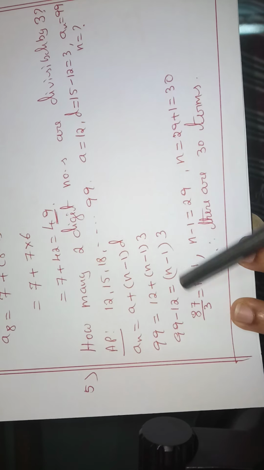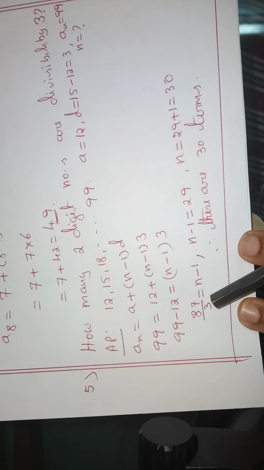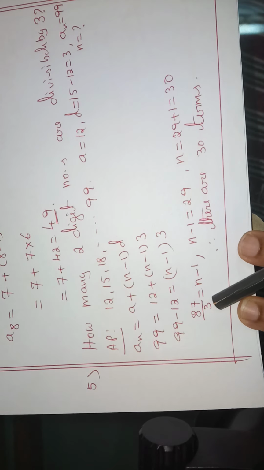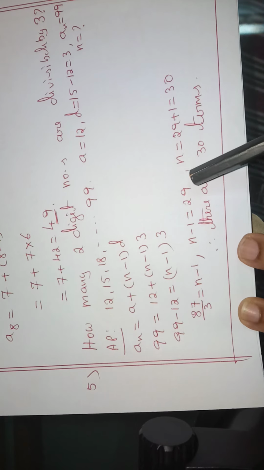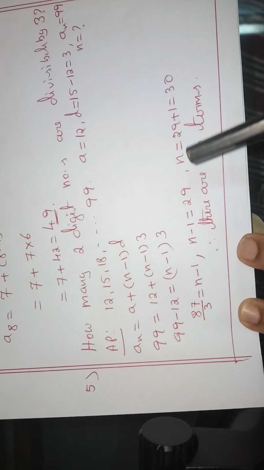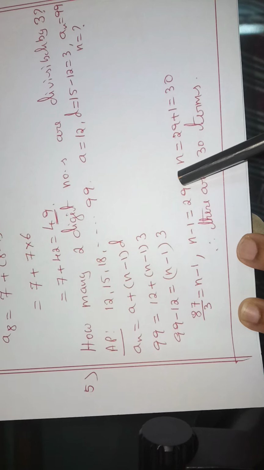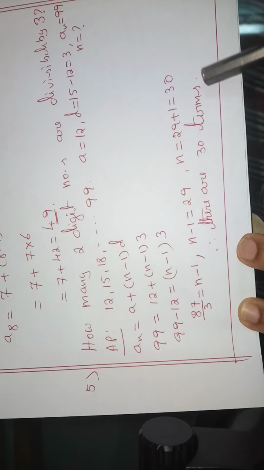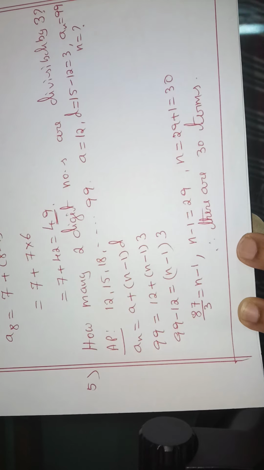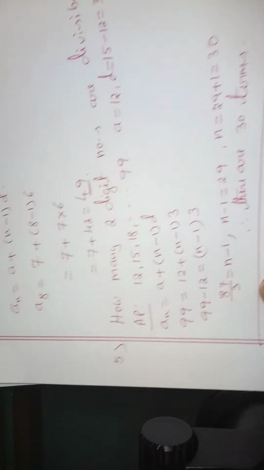When you subtracted, how much you will get? 87. 3 when it comes to other side, it is divided by 3. Here remaining is only N minus 1. How many times? 29 times. N is equal to, shift 1 to the right hand side, it will become plus 1, 30. So how many terms are there? 30 terms are there.